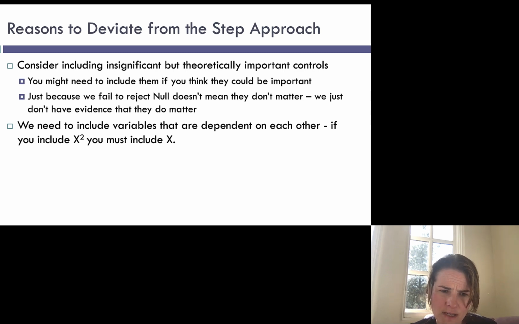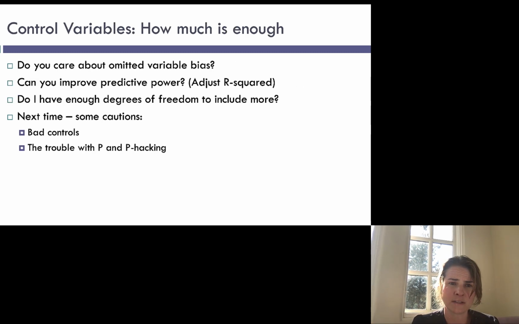The other thing, though, is that we need to include variables that are dependent on each other. So you may get a case where, when you're including polynomials, the coefficient on x is insignificant. Well, I still need to include x if I'm going to include x squared. So if x squared is significant but x is insignificant, you still need to include it in your models. And there may be some other reasons as well.